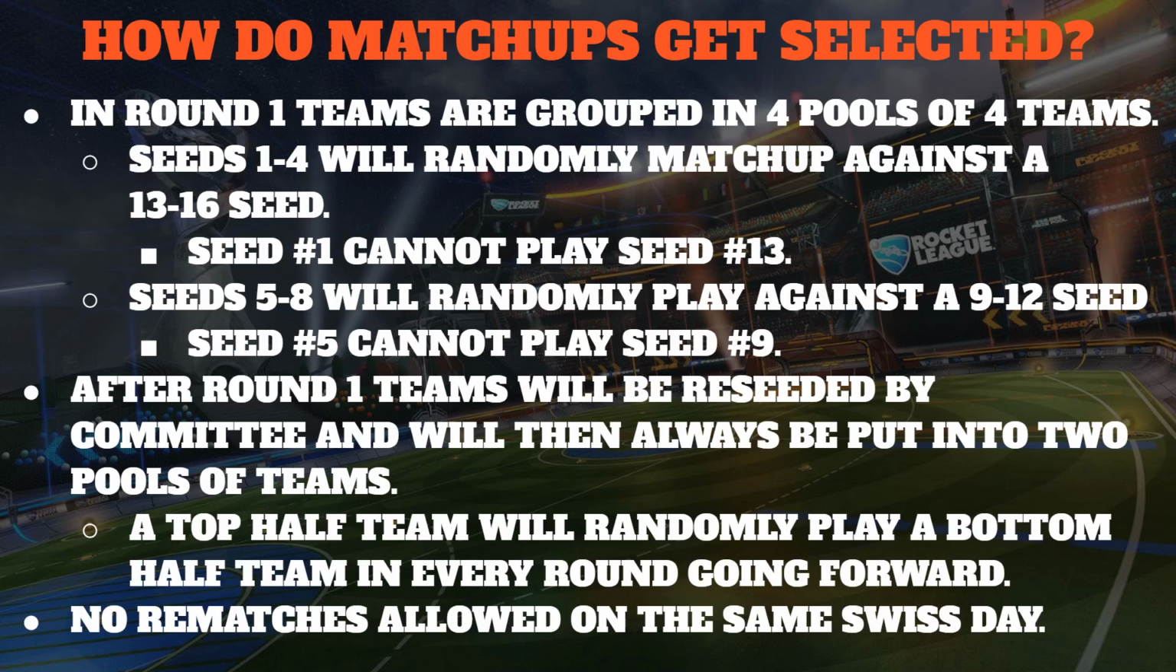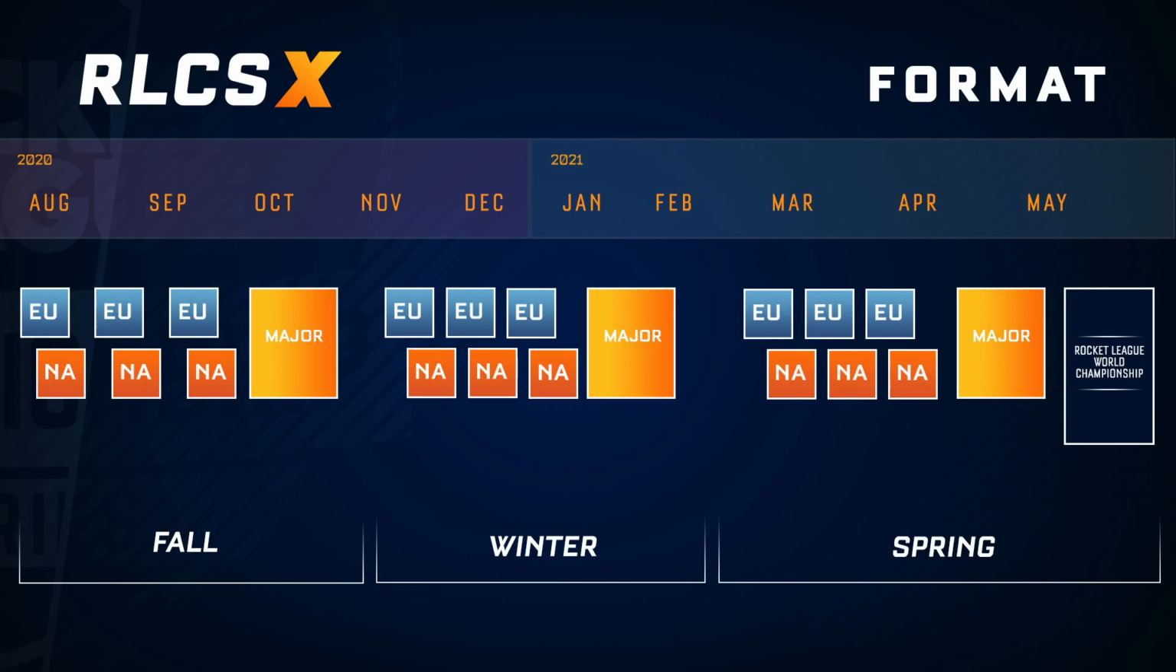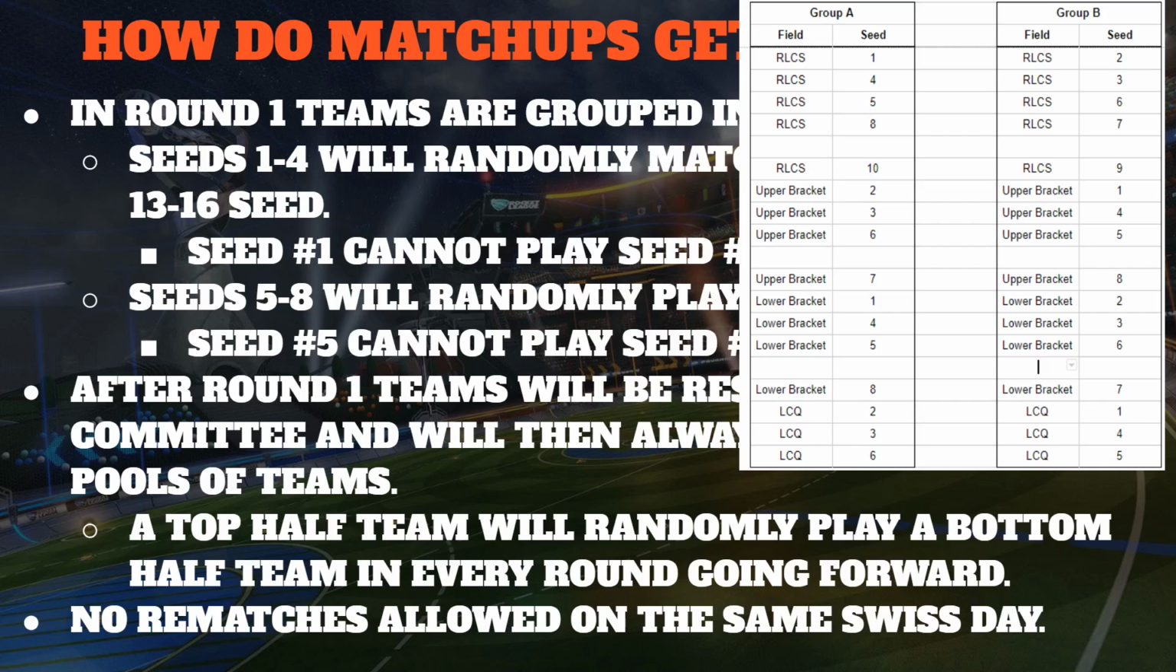So, seeds 1 through 4 will get randomly drawn against seeds 13 through 16. Seed number 1 cannot play seed number 13, and the reason for that, and this is more for the NA side, is basically I didn't want the RLCS number 1 playing the last lower bracket team. I didn't want to give the lower bracket team that feeling of, oh crap, we have to play the best team in the RLCS, and I think they deserved a little bit better. So just to avoid that matchup.